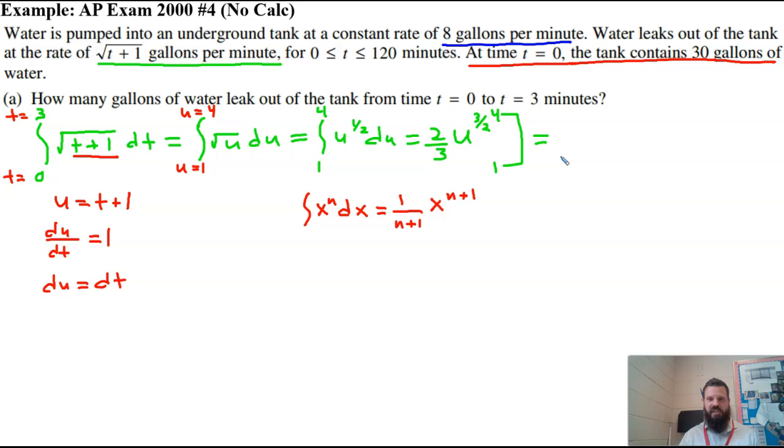So to finish things off, we'll just plug in that 1 and 4 here. So this will be 2/3, and I suppose I'll just leave that in parentheses here, times 4 to the 3/2 power. I'm going to rewrite that as the square root of 4 to the 3rd, minus the same thing, square root of 1 to the 3rd.